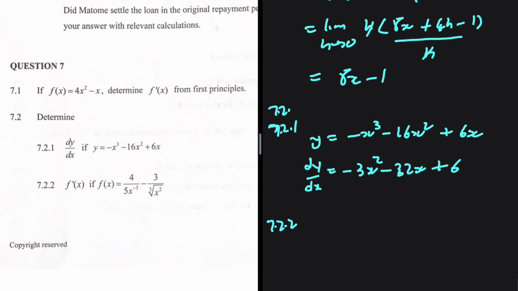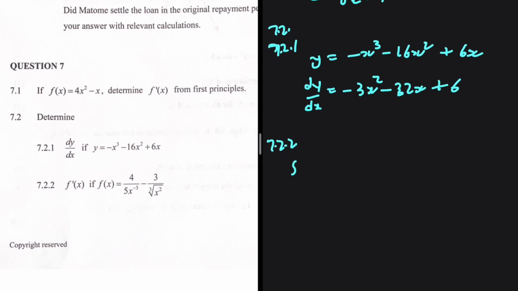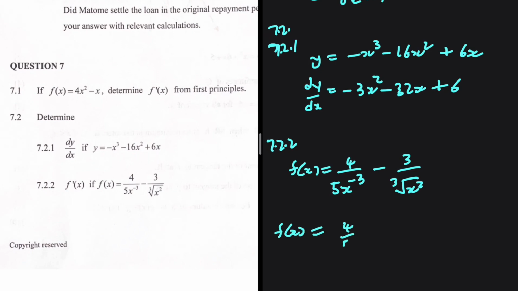7.2.2. This one is a bit interesting. f of x is equal to 4 divided by 5x to the minus 3, minus 3 divided by the cube root of x squared. Let's write f of x in our usual format. We're going to get f of x being equal to 4 divided by 5 times x to the power 3. If it is x to the power minus 3 and it is on the denominator, when you put it on the numerator, it's going to be x to the power of 3.